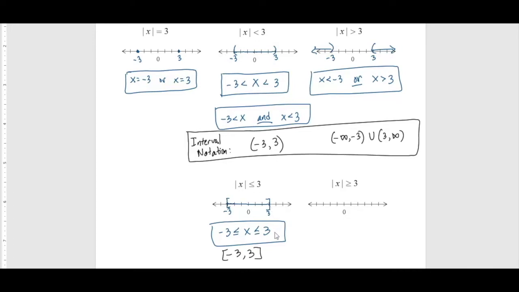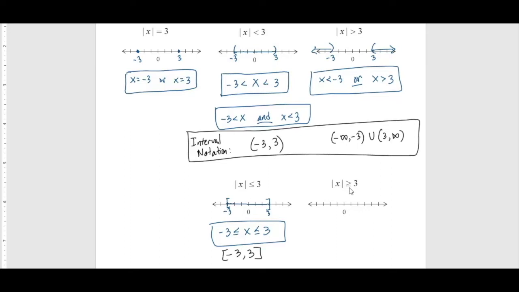For the algebraic inequality, we use the same thing we had here, except we have the or equals with each of these. And for the interval notation, we have the same interval we have here, except we use the closed or square brackets to indicate that the endpoints are included. So when we're setting up and solving inequalities with less than, we just have to pay attention to whether or not it has the equals, and that'll affect how we write the endpoints.